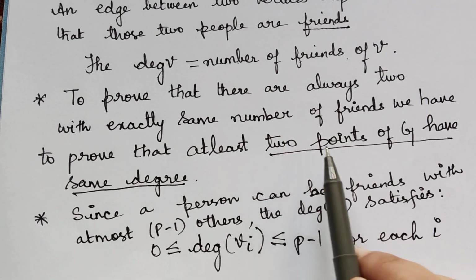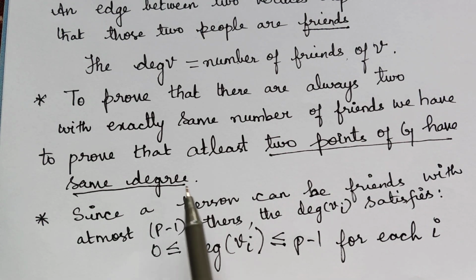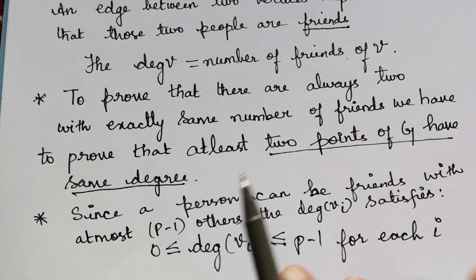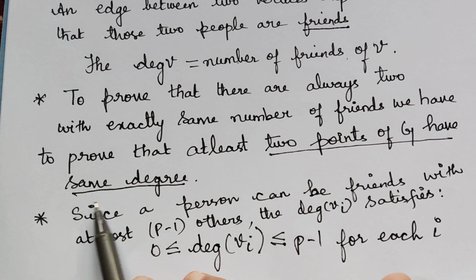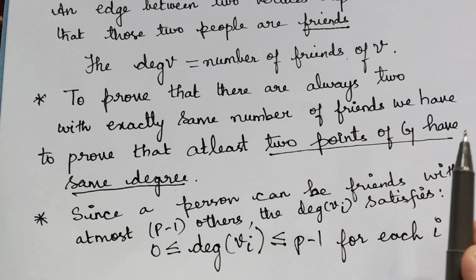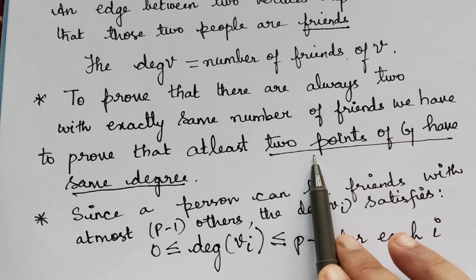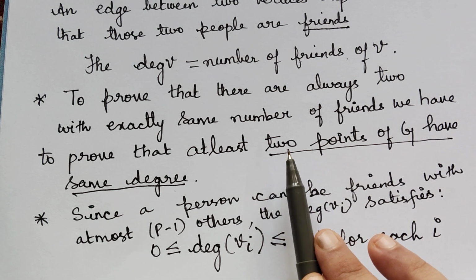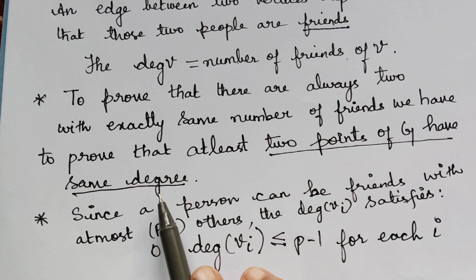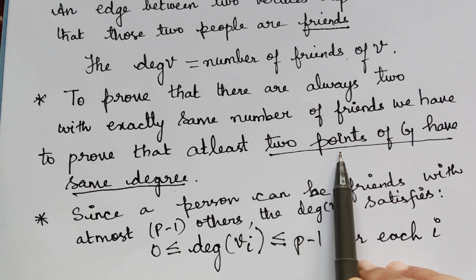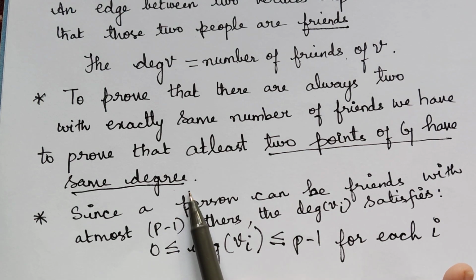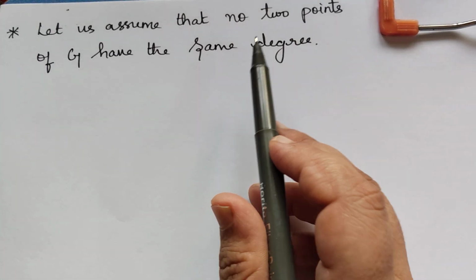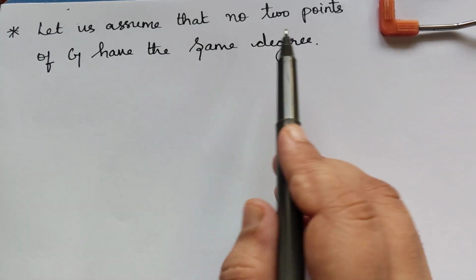Now in order to prove that 2 points of G have the same degree, we are going to adopt the method of contradiction. So we are going to assume that no 2 points of G have the same degree. We will prove that our assumption is wrong, and therefore we will prove this. What is the contradiction? We want to prove 2 points of G have the same degree. Its contradiction will be no 2 points of G have the same degree. So let us assume that no 2 points of G have the same degree.